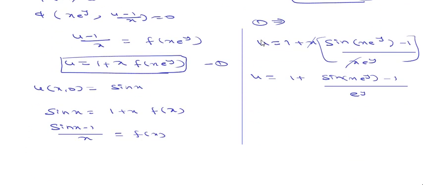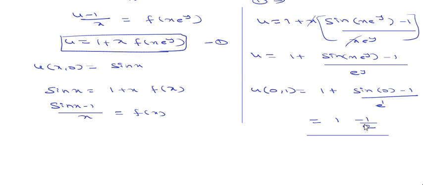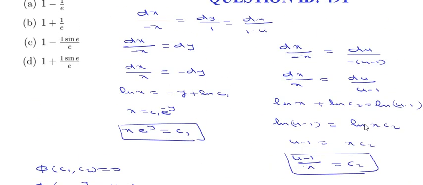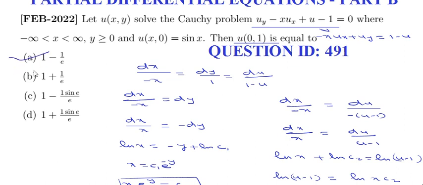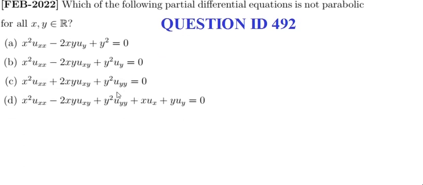For u(0, 1), we substitute x equal to 0 and y equal to 1. So 1 plus sine 0 minus 1 divided by e power y equal to 1. Sine 0 is 0, so minus 1 by e. The answer is u(0, 1) equal to 1 minus 1 by e. So option A is the correct answer and all other options are wrong. This is a part B question. Now we move on to the second question.